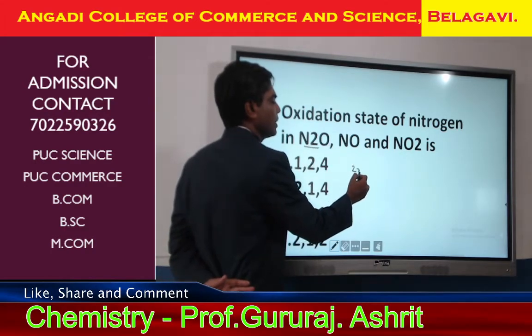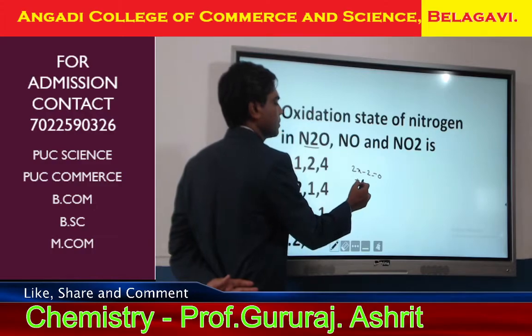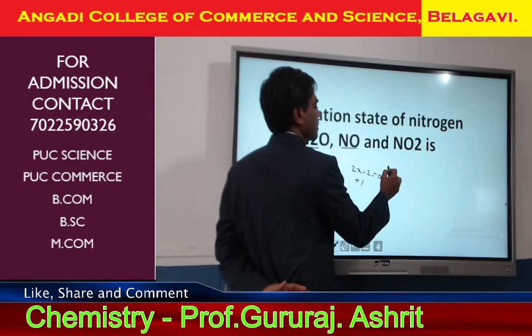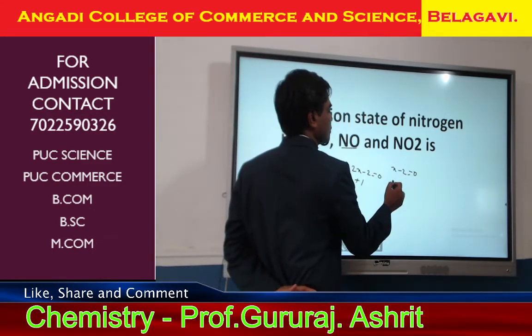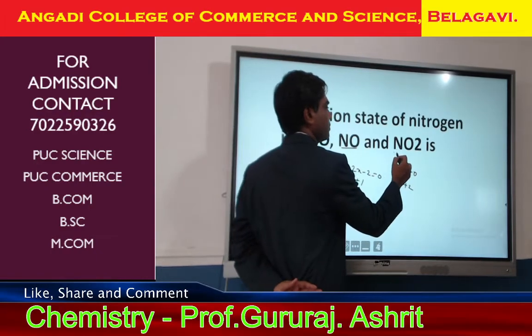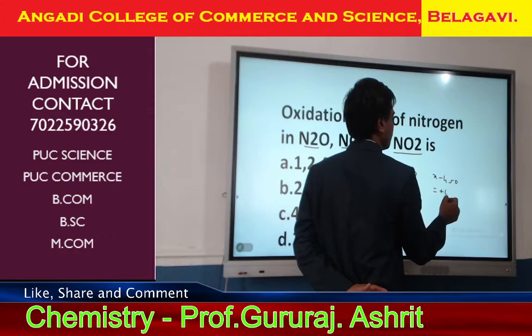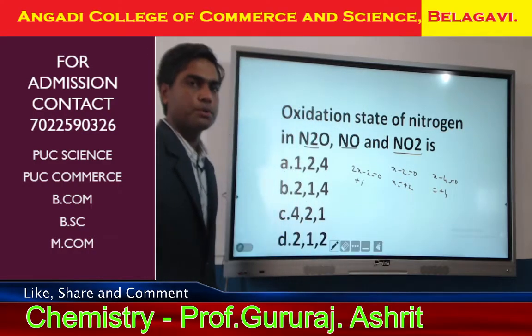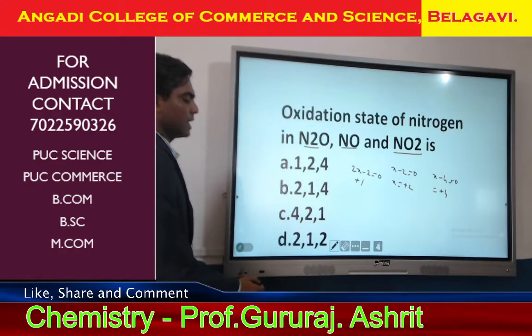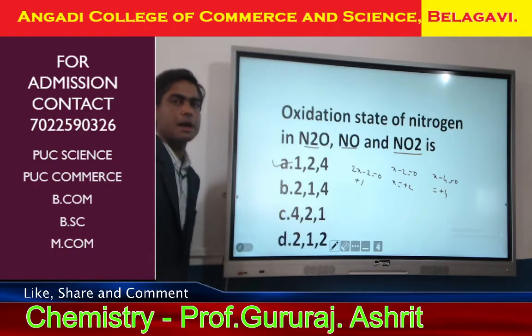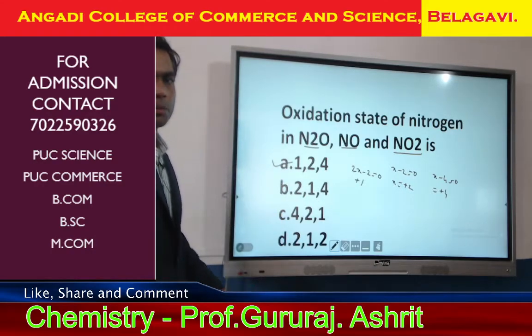N2O: 2x minus 2 is equal to 0, so x is equal to plus 1. NO: x minus 2 is equal to 0, x is equal to plus 2. NO2: x minus 4 is equal to 0, x is equal to plus 4. Where you see the option 1, 2, 4, that will be the correct option. The answer is A: 1, 2, 4.